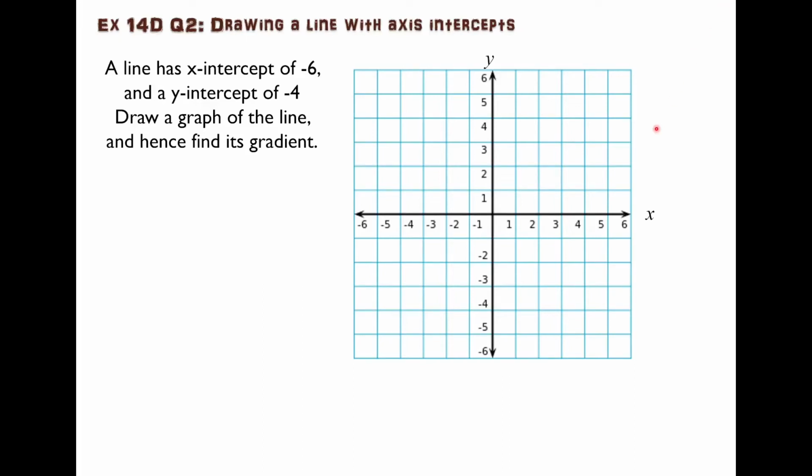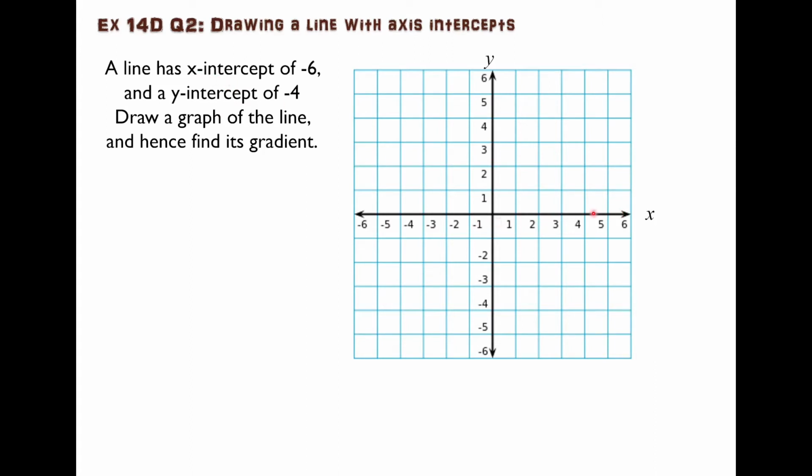This question and the next question are about starting with the axis intercepts and then drawing the graph. So I'm told here that this is a straight line. It has an x-intercept of -6, a y-intercept of -4. Now I need to draw it to see what this line looks like. To draw a graph of the line, let's find these intercepts.